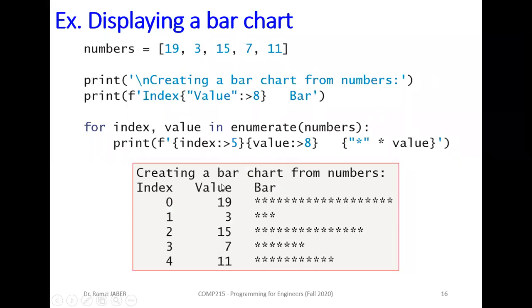This print will give us creating a bar chart from numbers. The second printf here will give us index, value between braces, value, column bigger than 8. It means we want here 8 spaces after x. 1, 2, 3, 4, 5, 6, 7, 8. We have here 3 spaces and 5 spaces here. We reserved here 8 spaces.